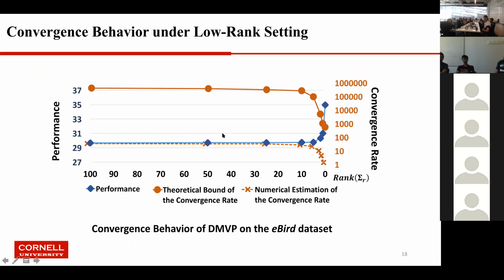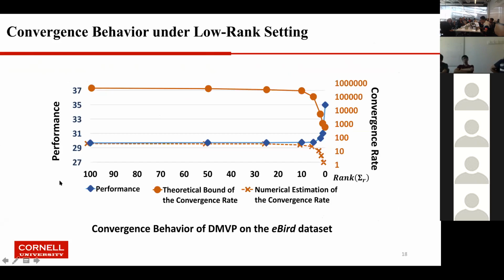So we conducted experiments in the low rank setting. If we restrict the ratio covariance matrix to be a low rank matrix, then only a few eigenvalues are positive, and most of the eigenvalues are just 0. Here is the result for the eBird dataset, where we are trying to model the correlated distribution of 100 different birds, and we restricted the rank of our ratio covariance matrix from full rank 100 to 0.